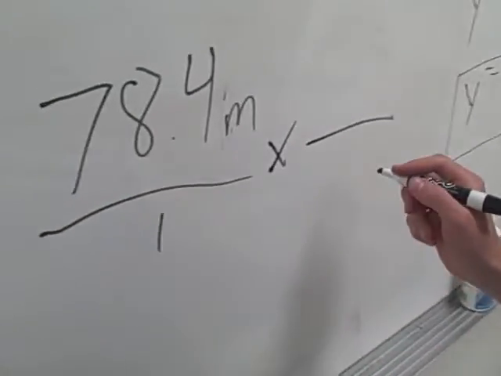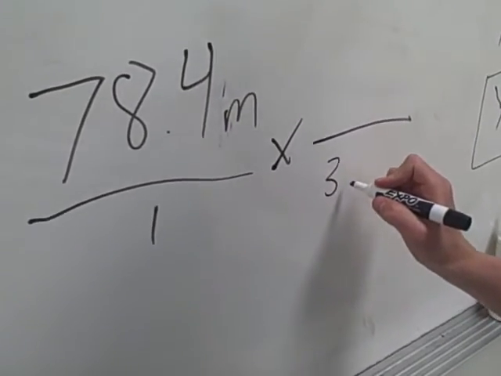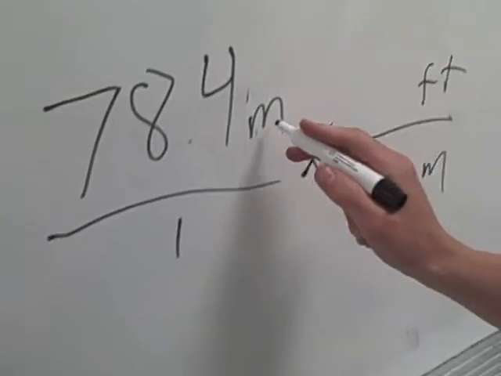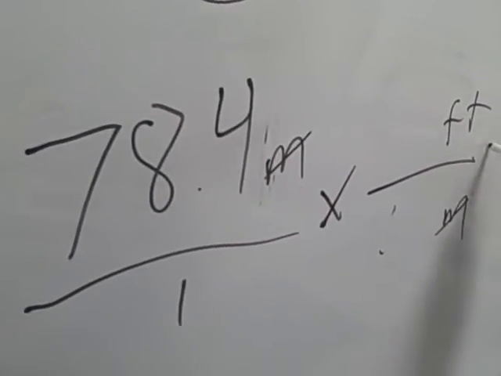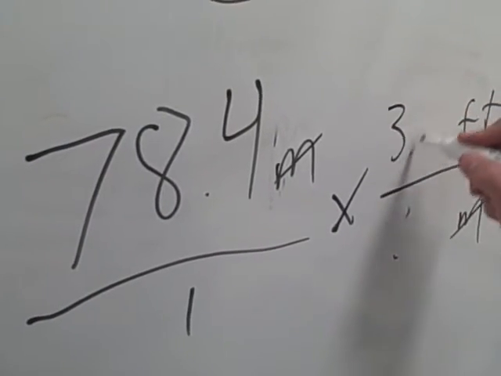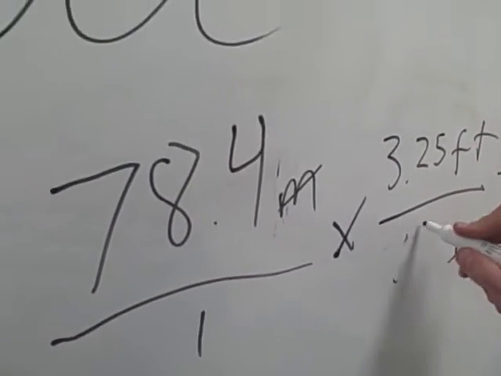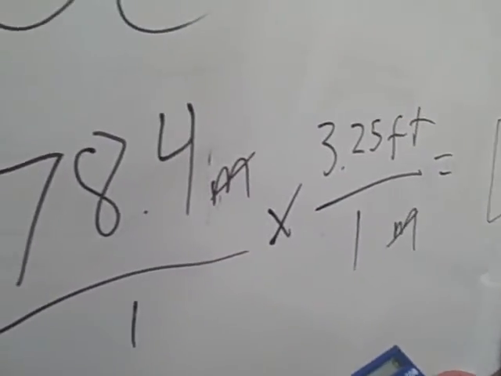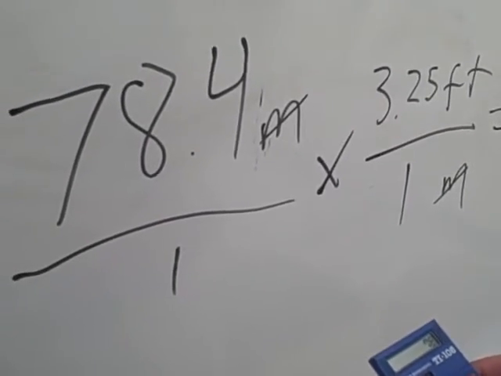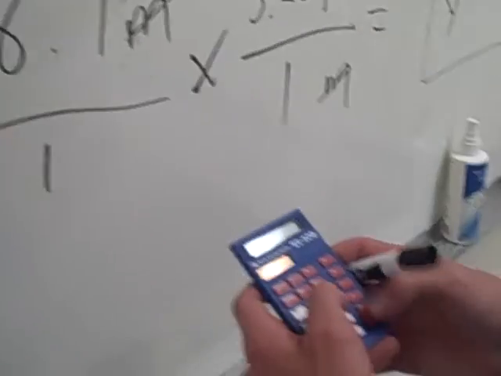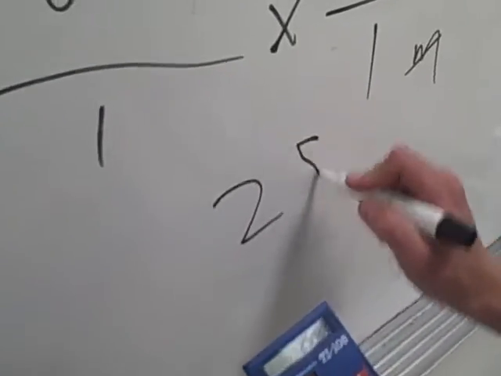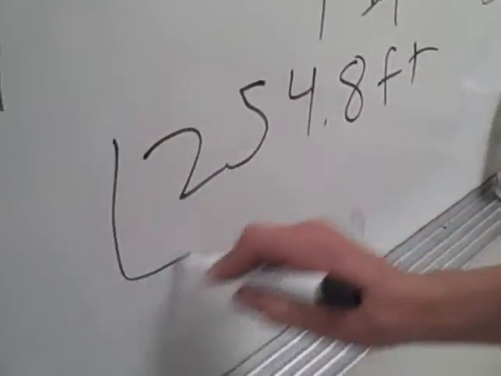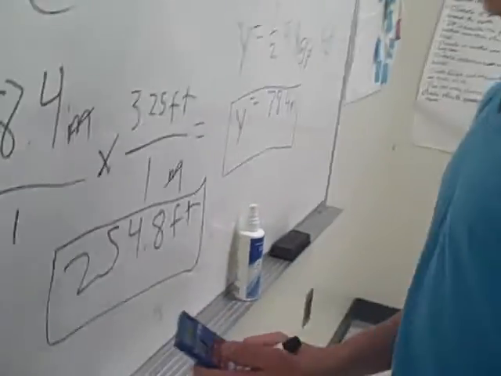Oh, about 3 1/4. Give or take. Okay. So we want meters here and feet here so that these units cancel out, and we're left with feet. There are about 3.25 feet in 1 meter. So we can just multiply across: 78.4 times 3.25, and this is 254.8 feet.